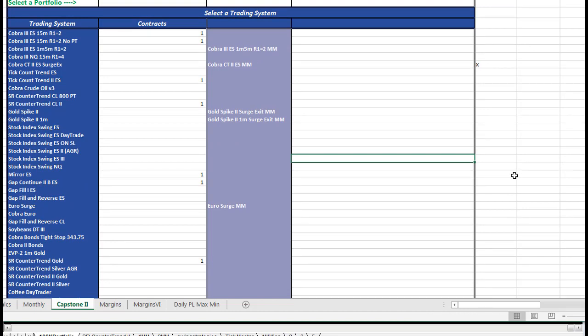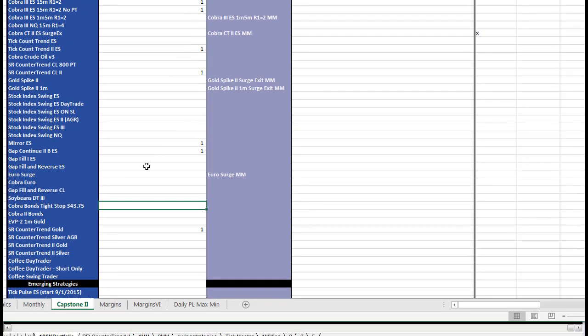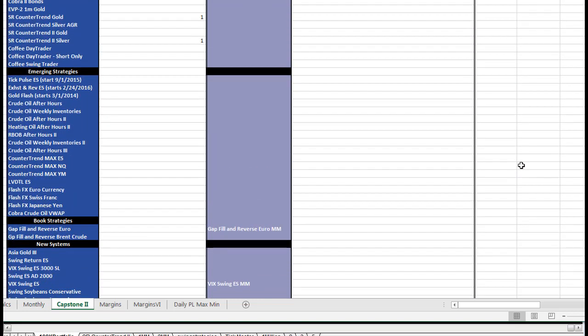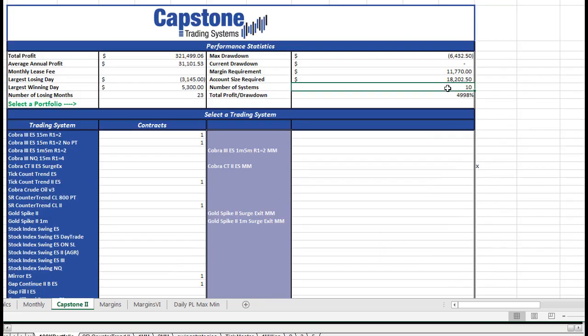Cobra Euro, right here, SR counter trend silver, SR counter trend 2 silver, and we're adding gold flash. So we already have all these strategies in the portfolio. We're not adding anything. We're not adding any strategies to this portfolio. We're just removing. We basically had 23 strategies, and we're down to 10.